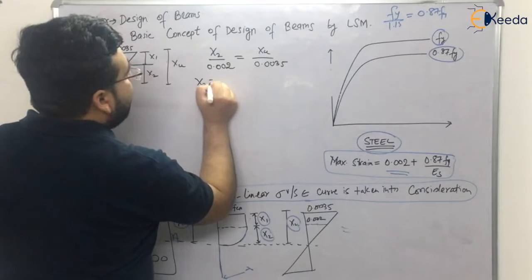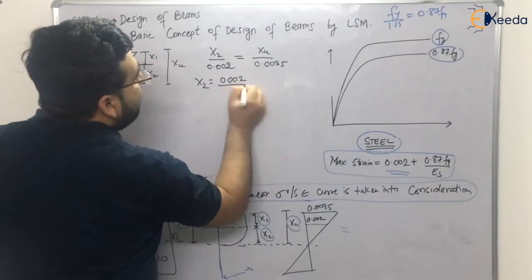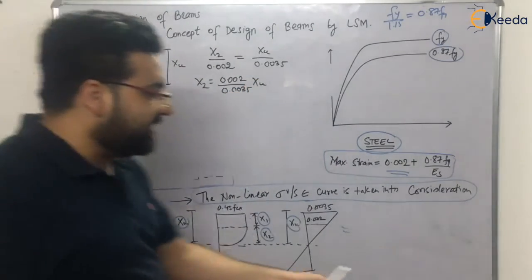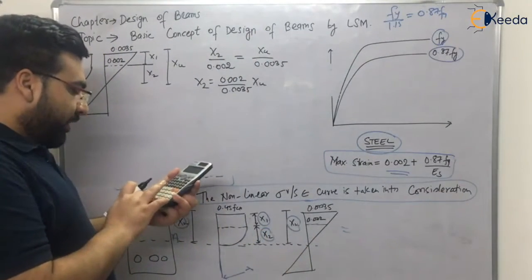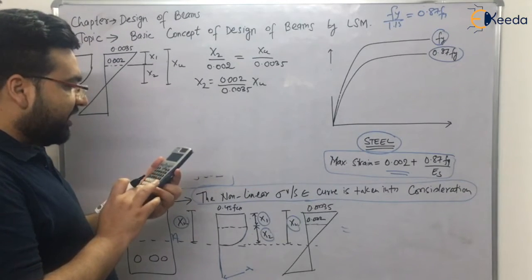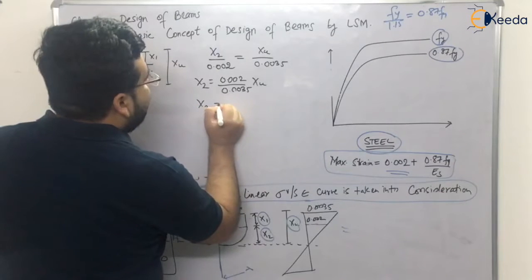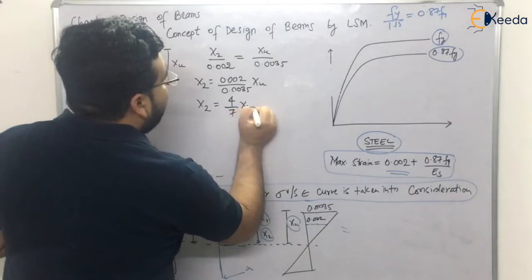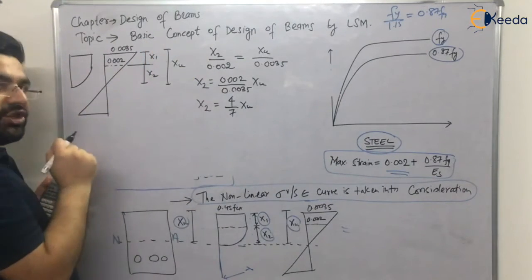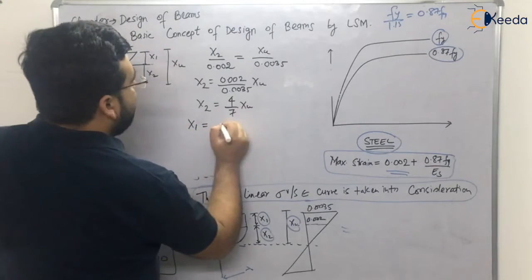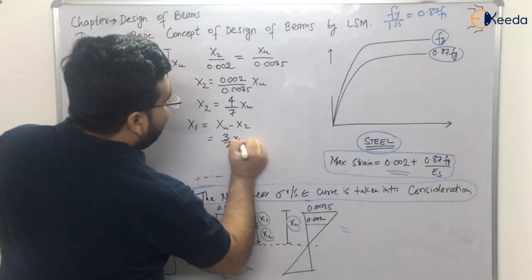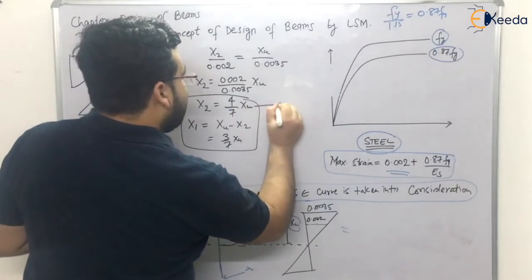So x2 will be equal to 0.002 divided by 0.0035 times xu. Clear? So how much is it coming? 0.002 divided by 0.0035 comes out to be 0.57. In fraction, it comes out to be 4 by 7. So x2 is 4 by 7 of xu. If it is 4 by 7, then x1 will be 3 by 7, because the total distance is xu. So x1 equals xu minus x2, which is 3 by 7 of xu. This is number 1, this is number 2.